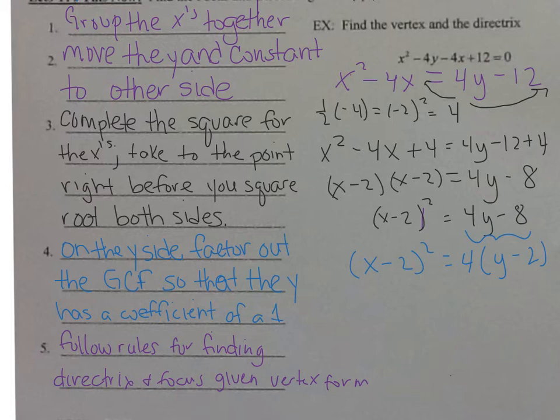Okay, so now what we want to do is identify the vertex. The vertex is 2, 2. And I want to find the p-value. Remember, this 4 over here represents 4p. So I have 4p is equal to 4. Divide both sides by 4. I get p is equal to 1.